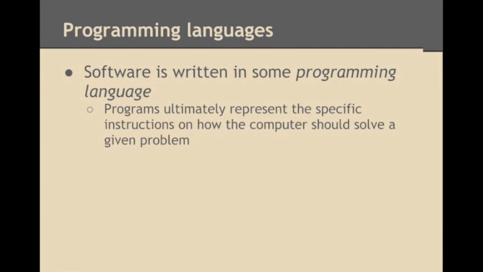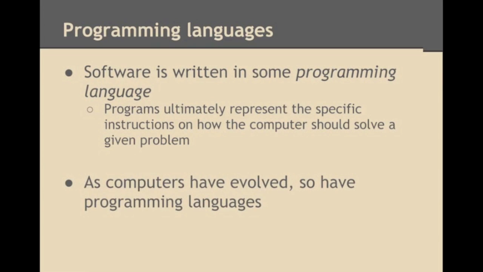So these programs that we write ultimately represent the specific instructions on how the computer should solve a given problem. And we have to be very exact with that because the computer really doesn't have any intuition or independent thought capabilities. So we have to be completely explicit with what it's supposed to do next, step by step, in order to solve any particular problem. Now, as computers have evolved or gotten more sophisticated over the years, so have the programming languages used to program them. So let's start at the beginning.